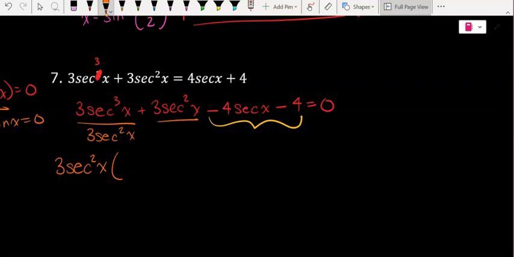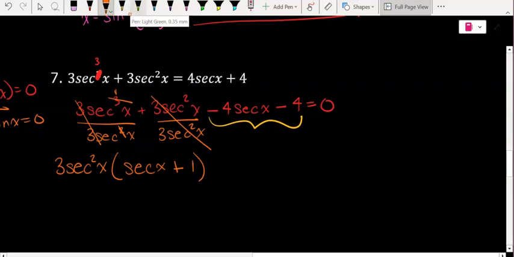Now, if I pull out 3 secant squared x, I'm going to go ahead and write this all out. 3 secant cubed divided by 3 secant squared. The 3's are going to cancel out, and I'm going to be left with just one of these up top. So 3 minus 2 gets me 1. So this is going to be secant x plus, and then I've got 3 secant squared divided by 3 secant squared. Well, that completely cancels out. It doesn't go away, though. I still have something there. It's 1, okay?